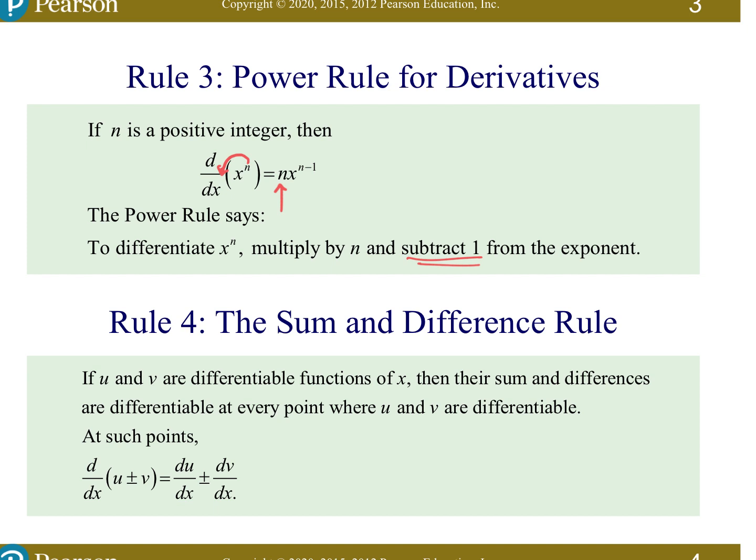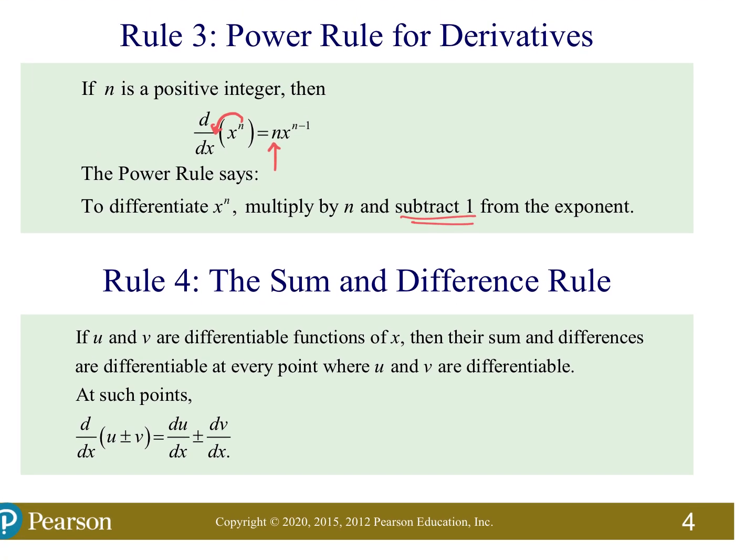Rule number 4, all derivatives can be added and subtracted from each other as long as the original function is differentiable. That means it's continuous with no corners, no cusps, and no vertical tangents. Then you're allowed to add and subtract at will.